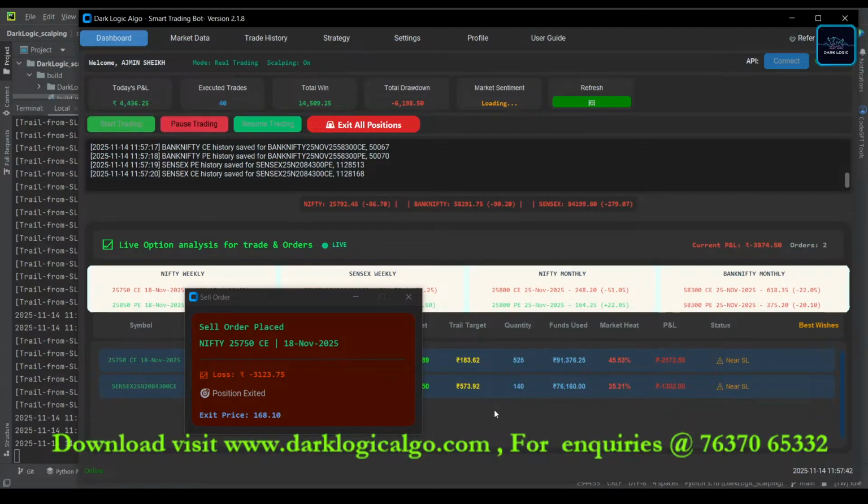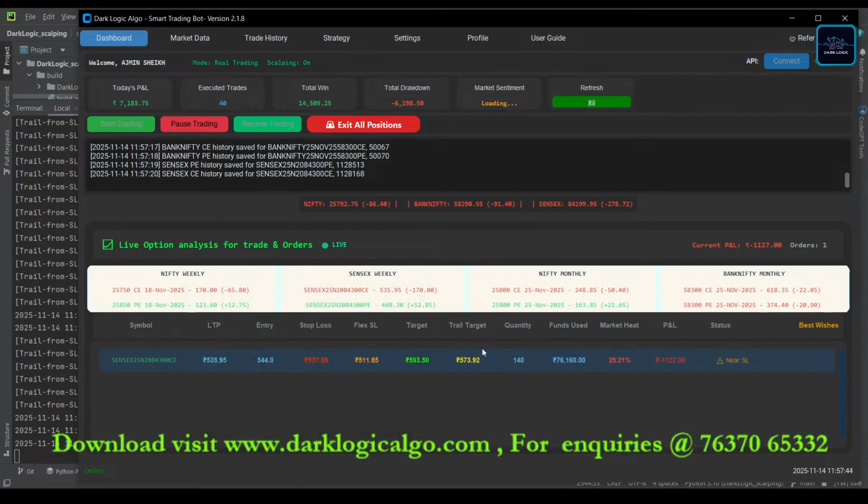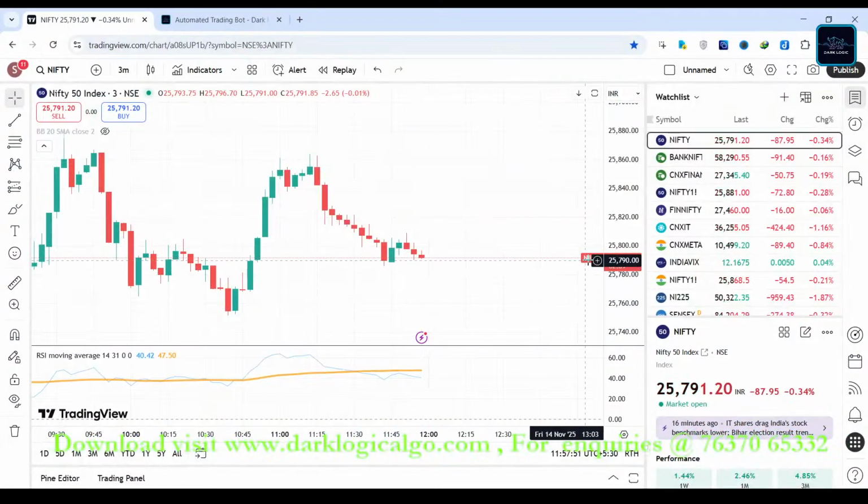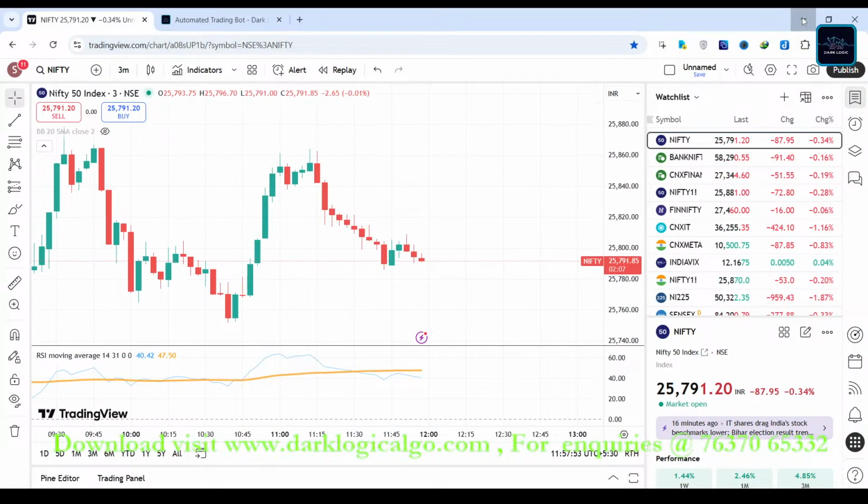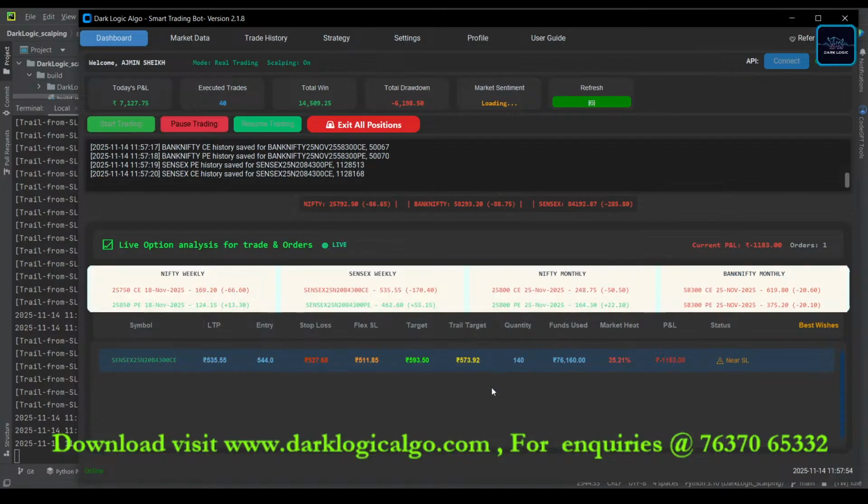So it hit your stop loss. Sensex is still open. Let's see what will happen to the Sensex.